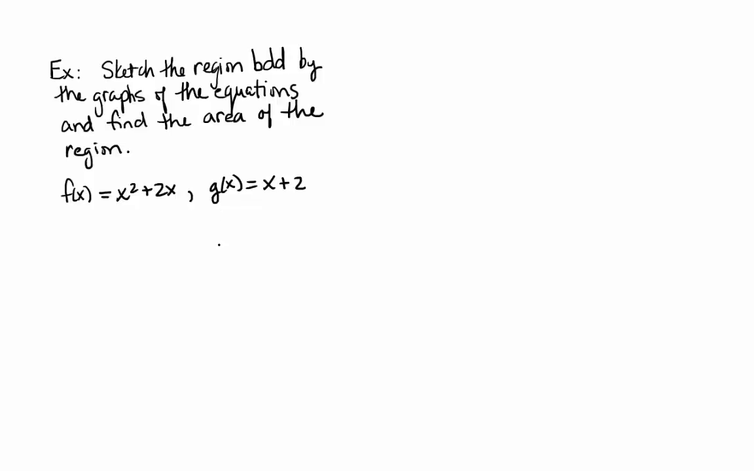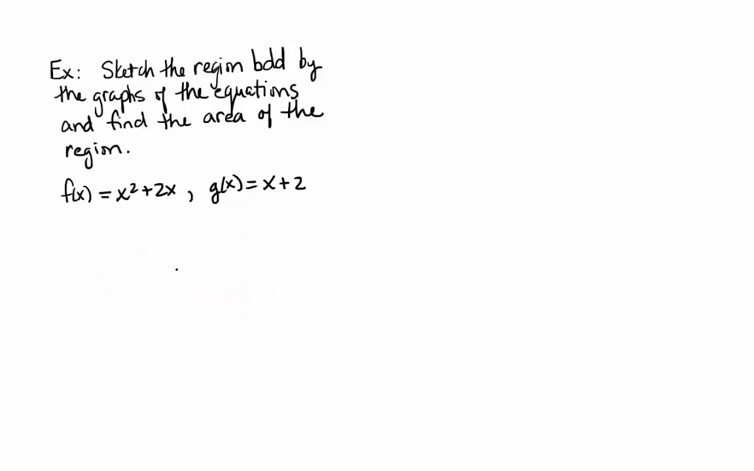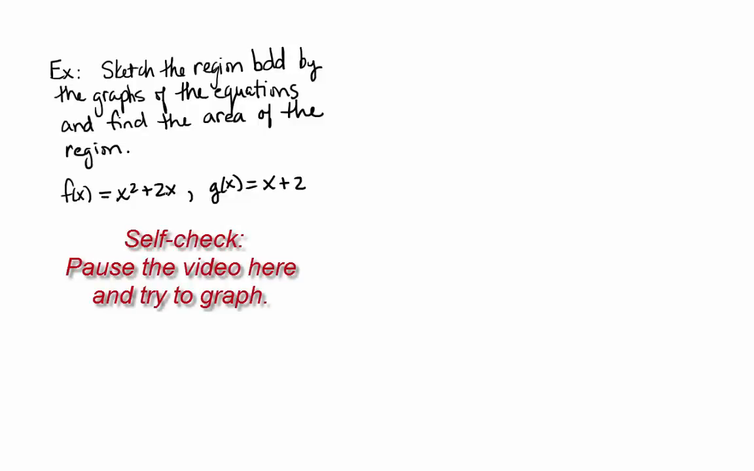A couple of things, and the order in which you do this doesn't really matter so much, but you need to use your knowledge of graphing to sketch a graph of f of x and sketch a graph of g of x, and you need to include on that graph where they intersect. So you need to set them equal to each other and solve for x to find the intersection points. Some people like to find the intersection points first and then use that to help them graph, and that's fine. Other people prefer to start with the graphs and then fill in the intersection points.